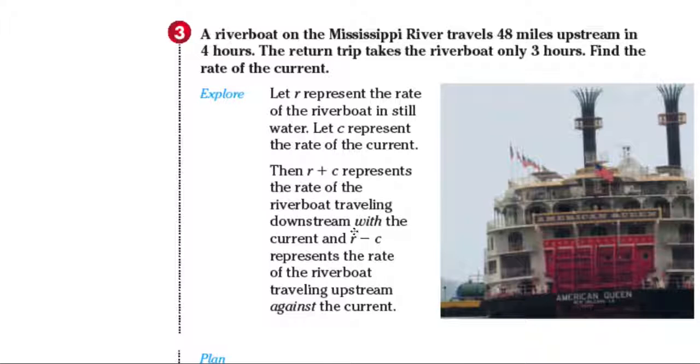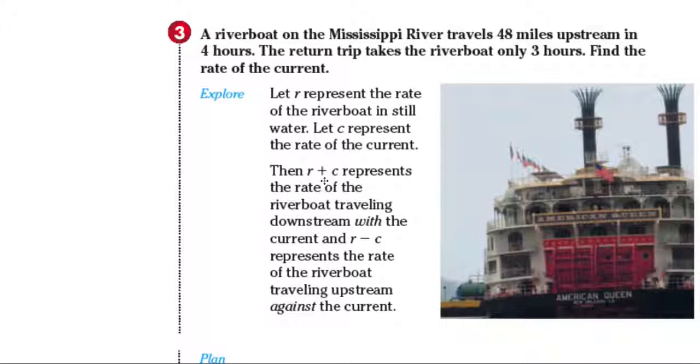And R minus C, because now you are traveling upstream. So R minus C will represent the rate of the riverboat traveling upstream, because as you travel upstream through the current, the current will go against your riverboat, and now you're subtracting the speed of the current from the speed of the riverboat. So R minus C will represent the rate of the riverboat when it's traveling upstream or against the current.